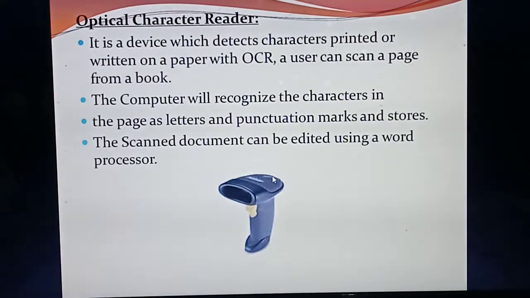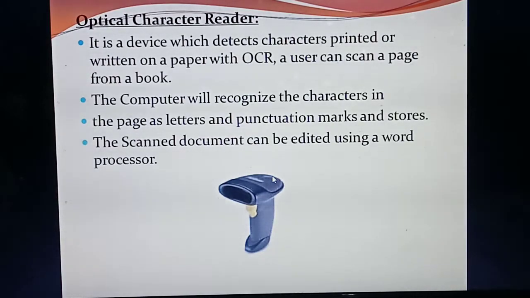For example, you are studying an important question from a book, and you need to take a printout of only that page. At that time, for example, you have this optical character reader device with you. Using this device you can scan. It will detect the page you are scanning, and what letters are written on that particular page. It will recognize letters, punctuation, symbols, characters, everything. Then it will store everything.